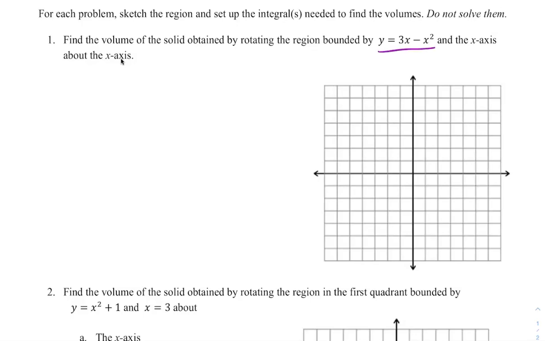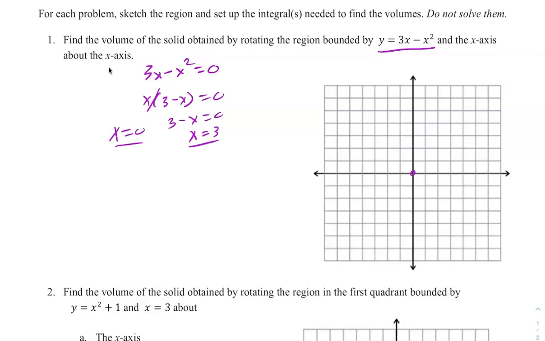So y equals 3x minus x squared, that's probably facing down. Now with this one, I probably want to find the x-intercepts, so let's set this equal to 0. I've got to factor it. They both have an x. People always freak out when it's a binomial instead of a trinomial. Factor that out, equals 0. Split it: x equals 0, 3 minus x equals 0. So x equals 3 and 0. So we're going to have 0 and 3.